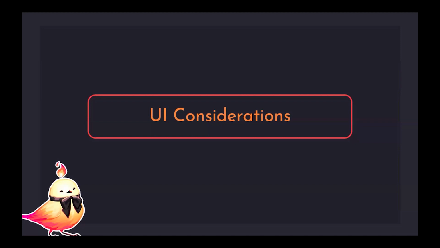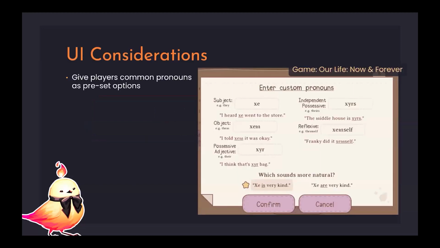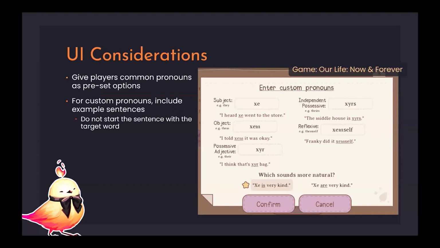Besides coding in these customization systems themselves, you will also need to consider how to present the customization to players in-game. For pronouns, you should set up common pronouns like she, her, he, him, and they, them for players to simply select. If you allow for custom pronouns, include example sentences with the word substituted in so people can see how it will be used, since most people will not know the grammatical terms for it. Importantly, do not start the sentence with the target word because this will often lead players to incorrectly capitalize it.